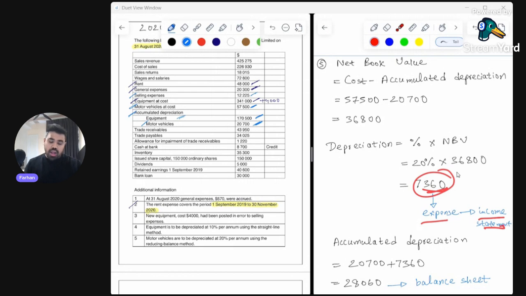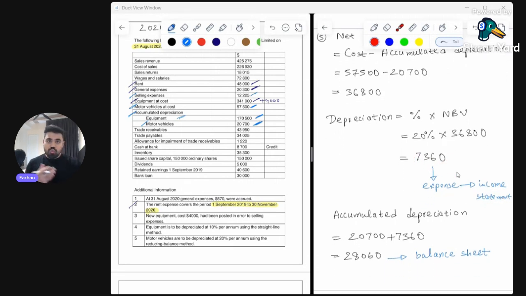Okay? Now, the accumulated depreciation total will be calculated the same way as we did for equipment, and that is $20,700, which is the amount that we originally had for accumulated depreciation of motor vehicles, plus an additional $7,360, which is the amount we have calculated for the current financial year ending 31st of August 2020. So accumulated depreciation, therefore, is $28,060, and this is the amount which we will report as part of our non-current asset calculations in the balance sheet.